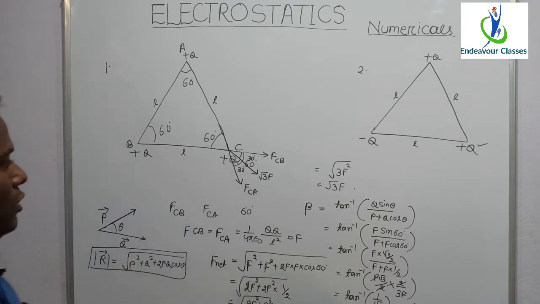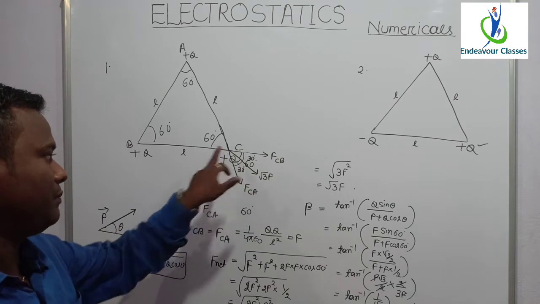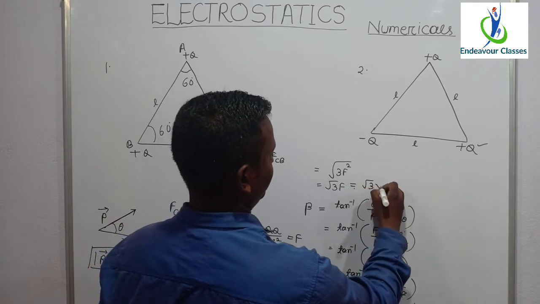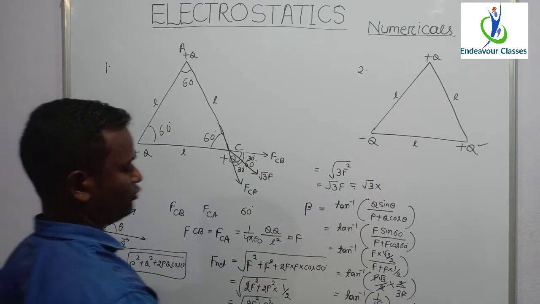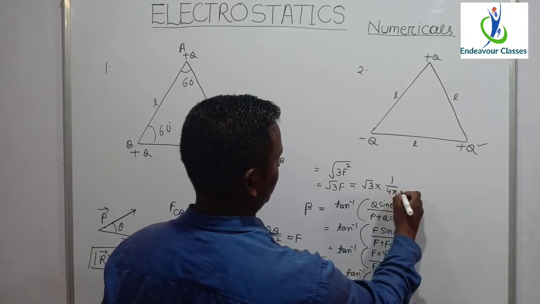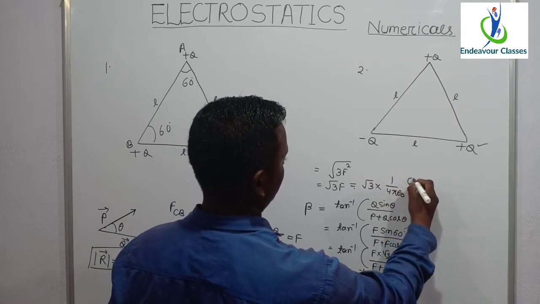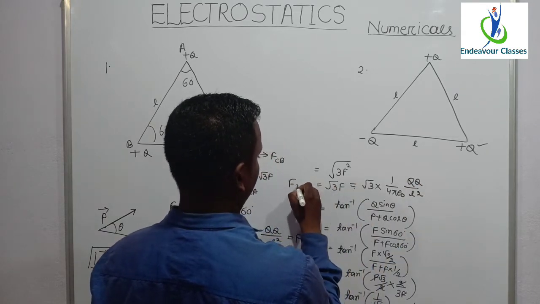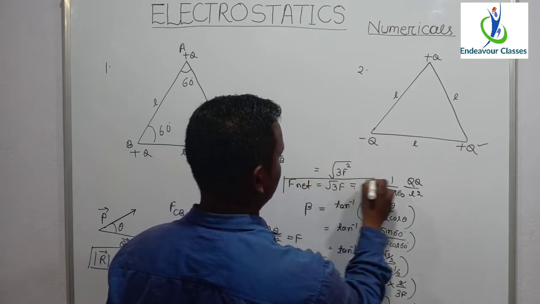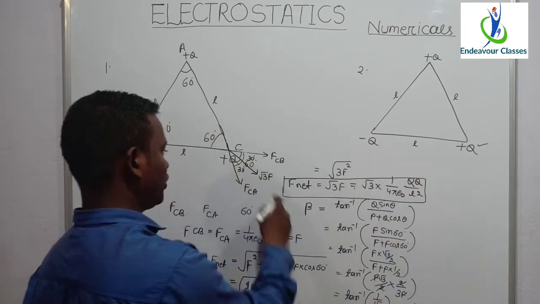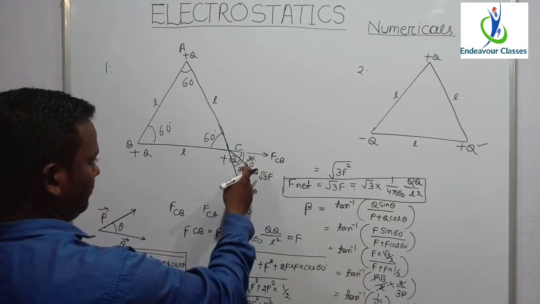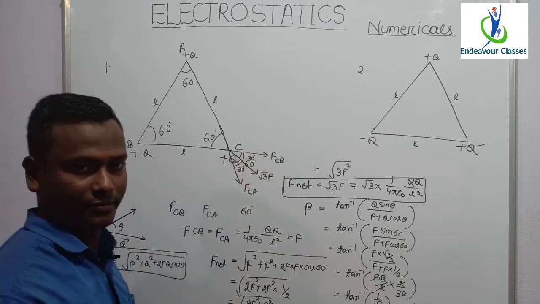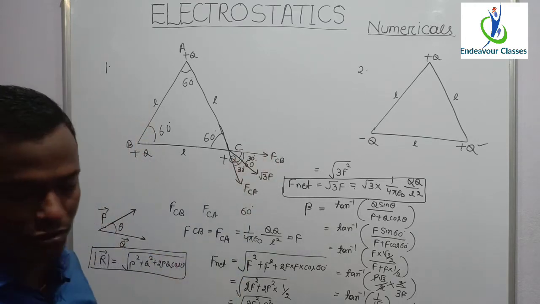So we found out that the net force on this plus Q will be root 3F. That means it will be root 3 times F, where F is 1 by 4 pi epsilon naught, the force between the charges, so it is 1 by 4 pi epsilon naught QQ by L square. So this is the net force, F net. This is the magnitude of the force, and the direction will be along the midline or 30 degree, and it will go making an angle 30 degree with each of the two forces. So this was the solution of the first question.